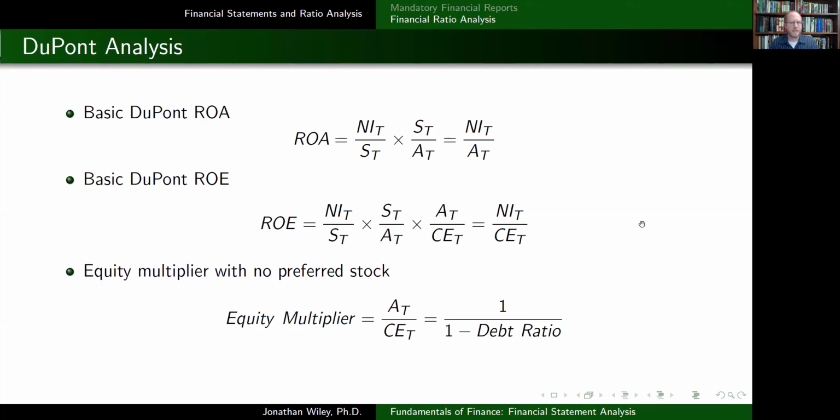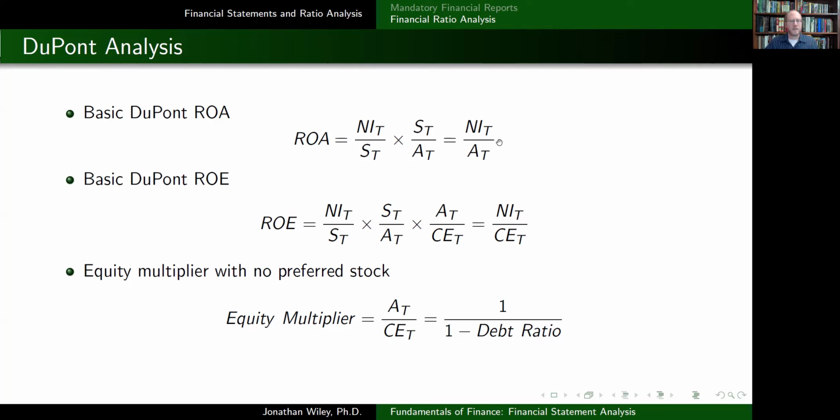So return on assets is net income over assets. As net income over assets, I can break that down into two other ratios, or two other pieces, that produce the net income over assets. So the first piece that we have here is net income over sales, which you should recognize as my net profit margin ratio. So this is my net profit margin. And then I multiply that times my sales over assets, which you should recognize as the total asset turnover ratio. So if I take my profit margin times my total asset turnover, that gives me my return on assets.